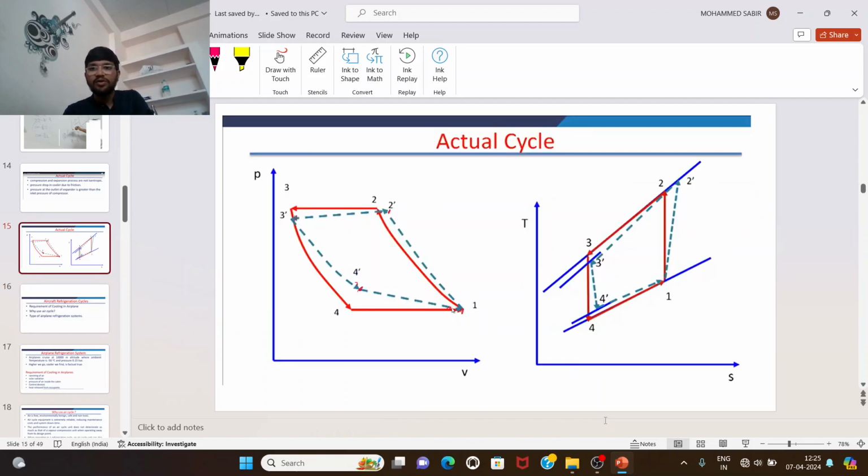Because of that, we are adding some factors, like we define isentropic compression efficiency, isentropic expansion efficiency, turbine efficiency. By using that, we have some factor, and by using that, we can easily calculate the state of the system.